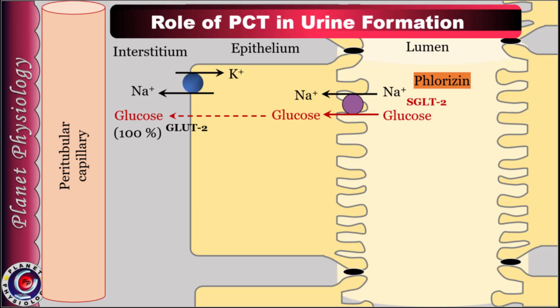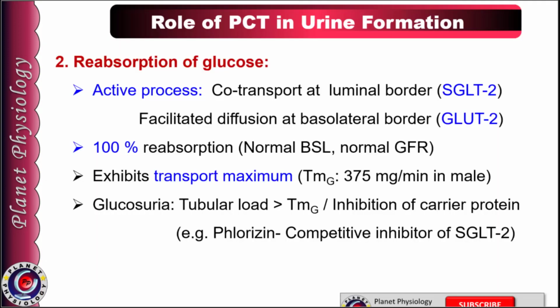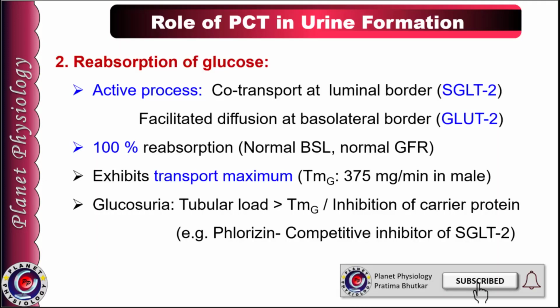Drugs like phlorizin cause competitive inhibition of SGLT2 transporters and thereby reduce glucose reabsorption from PCT, leading to glucosuria. So in short, normally PCT reabsorbs 100% of filtered load of glucose. It is active process coupled with sodium. Glucose reabsorption exhibits transport maximum as carrier shows saturation kinetics. Average value of transport maximum for glucose is 375 mg per minute in males.